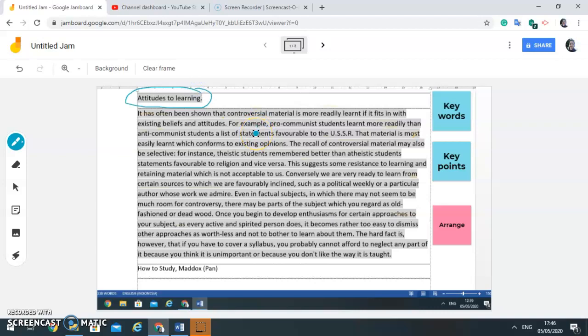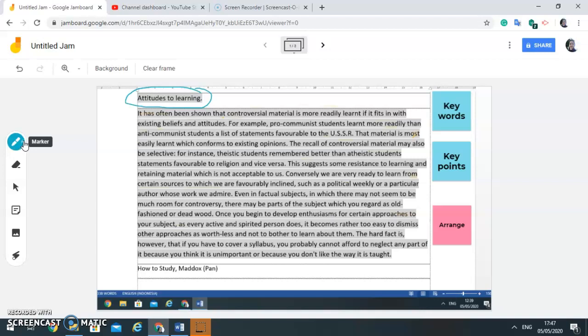So if you don't have the title, how do you find the keywords then? You need to read roughly to see what are the words that come across you frequently. So what are the words that happen to be mentioned more than once by the writer? Probably those will be the keywords of the text. Since you have the title, this text will be about attitudes to learning. So how people react towards learning itself. Now we move on to the points.